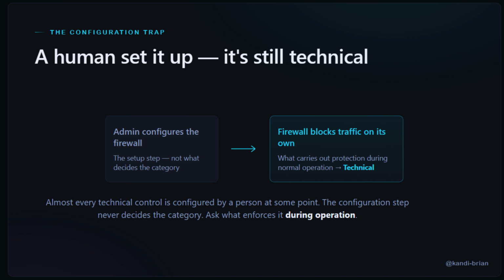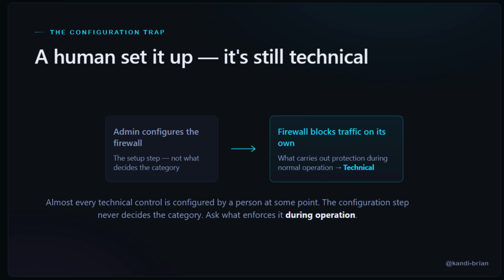Imagine the scenario says, a security administrator configures the company firewall to block all inbound traffic on a specific port. Which category of control is this? Walk the test. Who is enforcing the block in the moment? The firewall, a machine, running a rule. That is technical, and you can confidently eliminate managerial, operational, and physical.